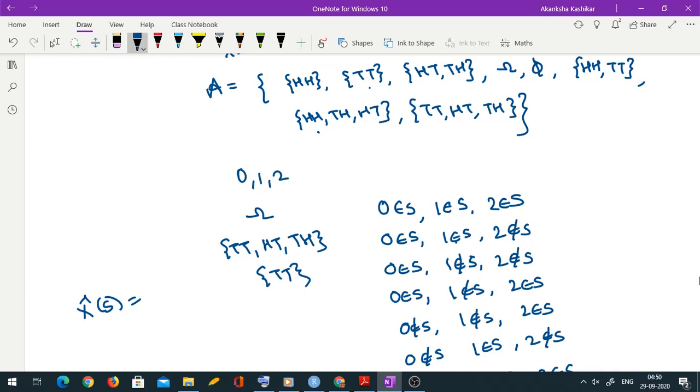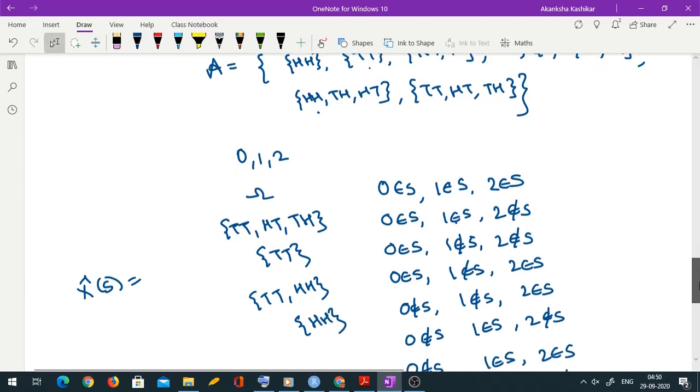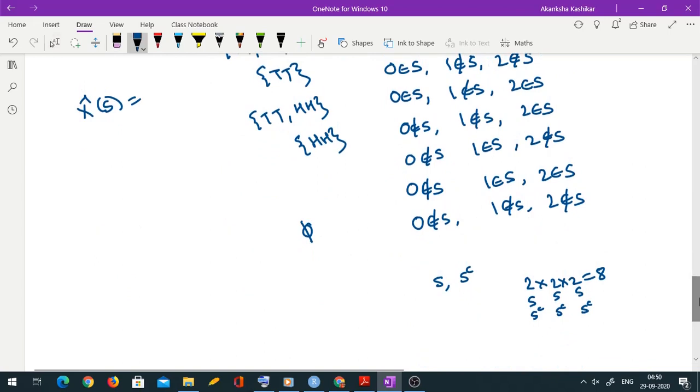Then next is the inverse image of 0 and 2. So TT, HH. Next is the inverse image of only 2. So HH. Next is the inverse image of only 1. So HT, TH. Then the inverse image of 1 and 2. So HT, TH and HH.